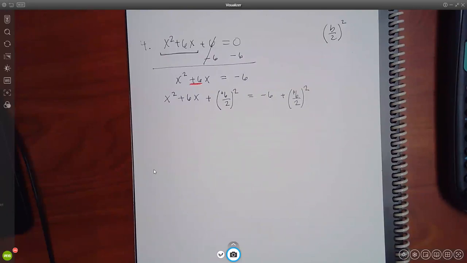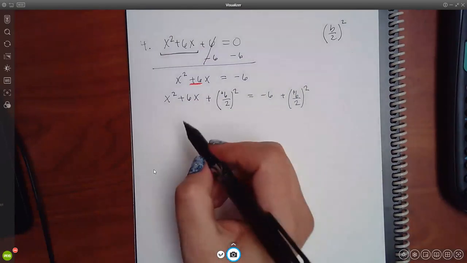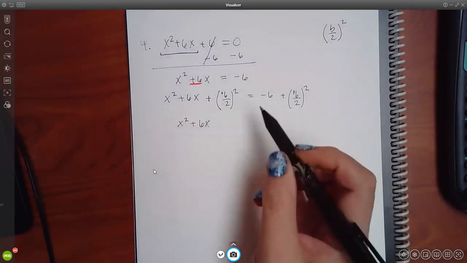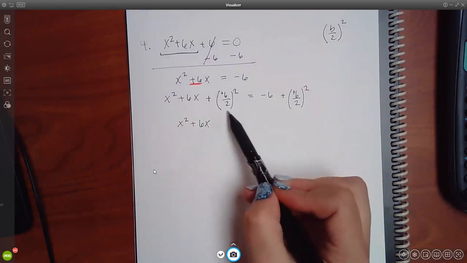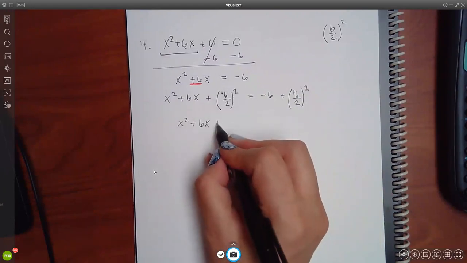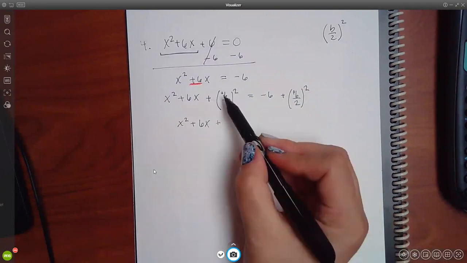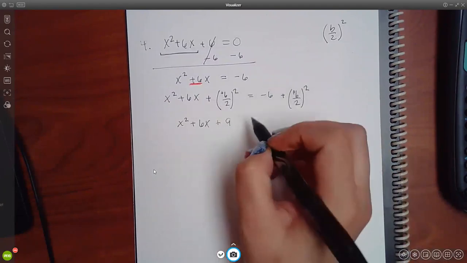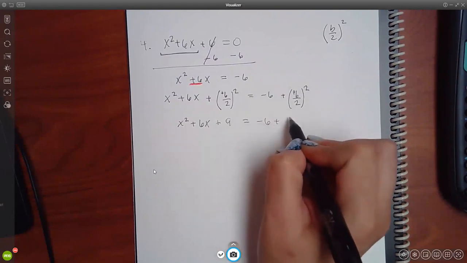Now, I had a lot of people get confused about the next step. And you can do the next step in two ways. First thing I like to do is simplify that big parenthesis thing. So what do you get here at the very end when I've done all this computation? 6 divided by 2 is 3, right? And then 3 squared is 9. So really, you're just adding 9 to both sides.